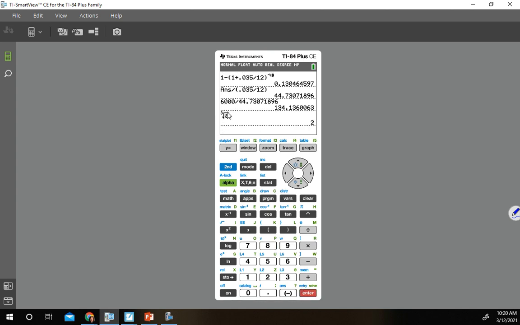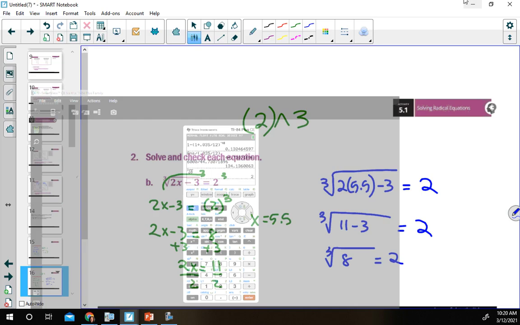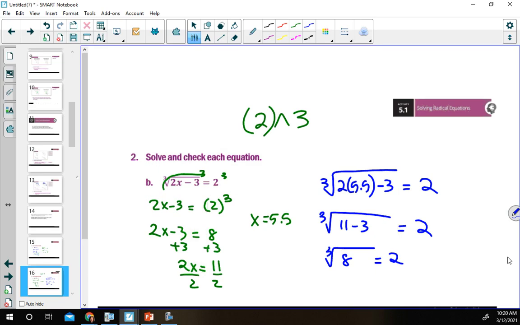Okay, because it's asking what, when I take it to the 3rd power, gets me to 8. So the cube root of 8 is 2, because 2 times 2 times 2 is 8. So 2 is equal to 2. So 5.5 is good.